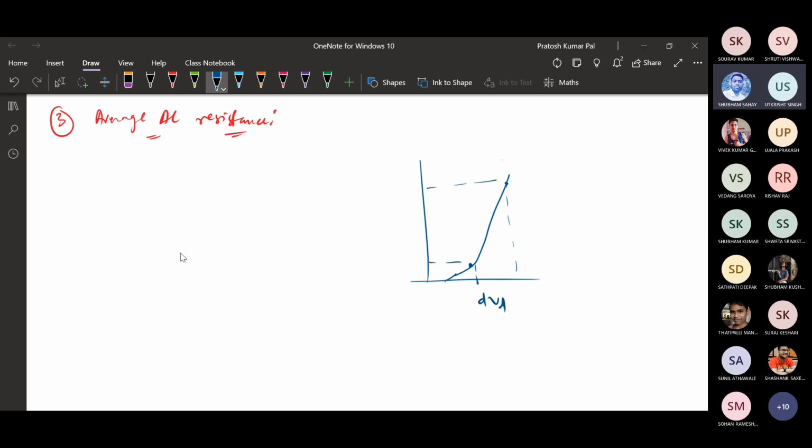From there, we can find the change in VD and ID. From there, we can find the AC resistance, that will be an average AC resistance. Okay.